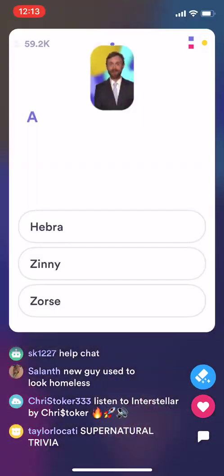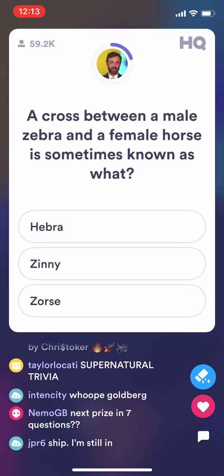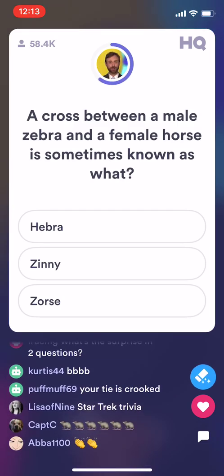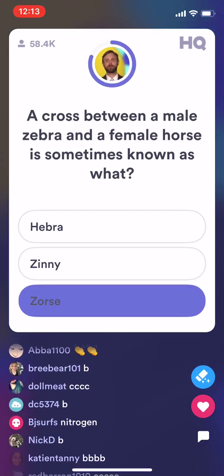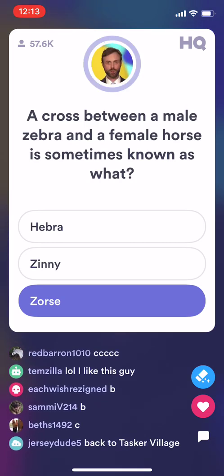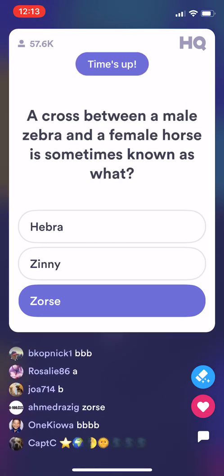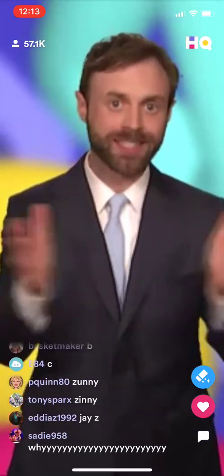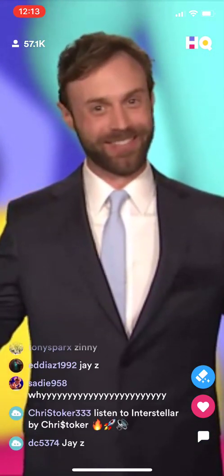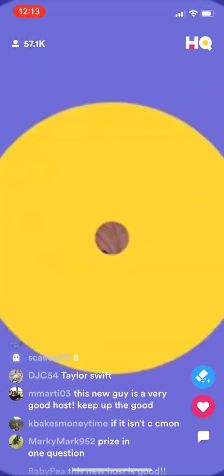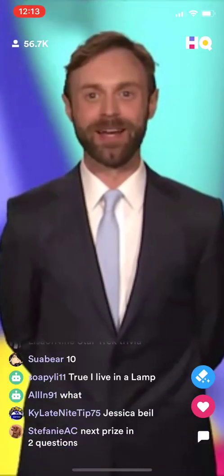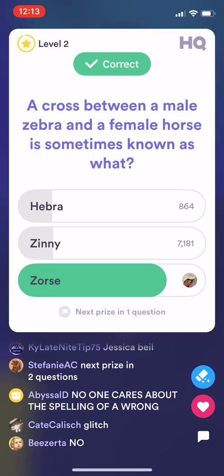A cross between a male zebra and a female horse is sometimes known as what? Hebra, Zinni, Zorse. What do you get when you cross a male zebra and a female horse together? You get a wild time, man, I'm telling you. And you also get a Zorse. That's right. Oh, look at that Zorse. How many?